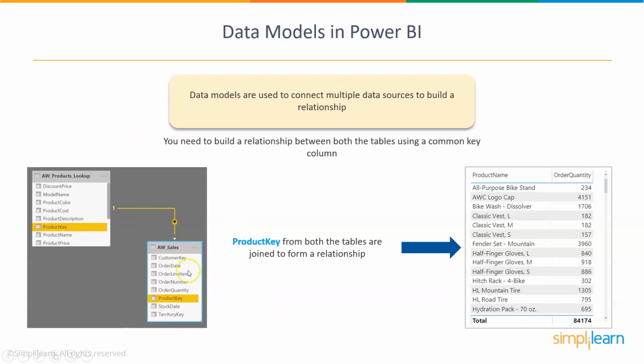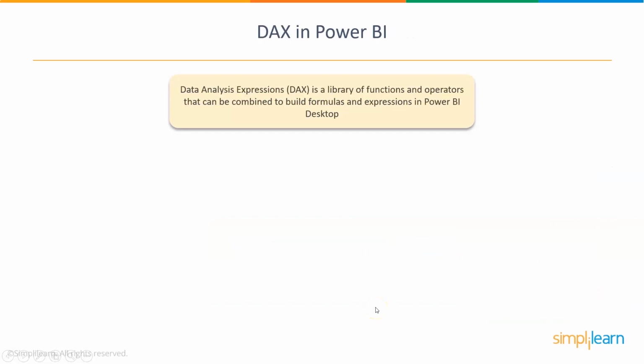So product key is basically used to create a relationship. You see the arrow mark, and then there is also this star, which can basically mean one to many. Now when the product key is used to join these two tables or form a relationship, then we can look at the product names and the order quantities, which basically gives me a total. Now that's the basic use of your data models.